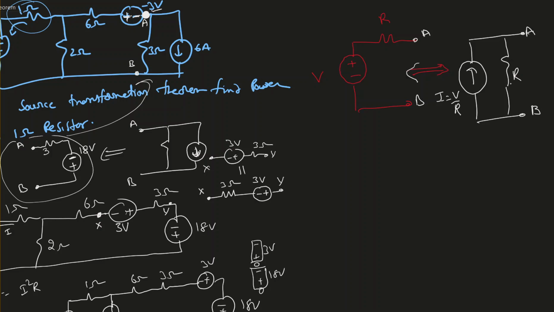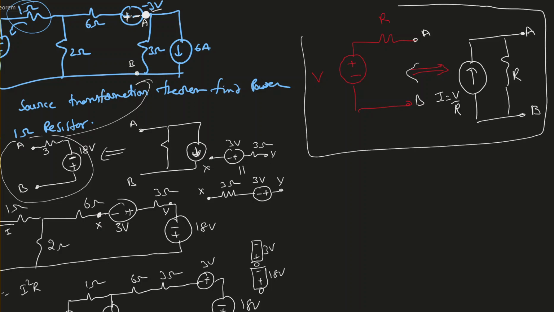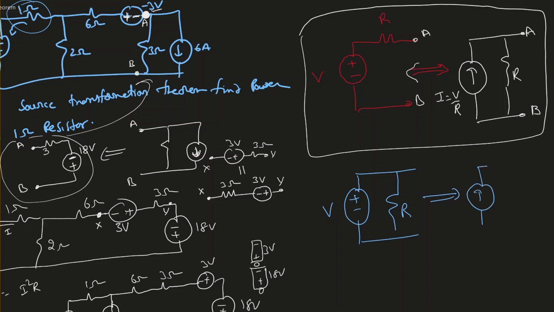If you have a current source in parallel with a resistor, then we can convert that into a voltage source in series with a resistor. Okay, so this is the basic knowledge you need for the source transformation theorem. In the past, in my old classes, I saw a few students doing this: if we have a voltage source in parallel with a resistor, converting that into a current source in series with a resistor. Okay, so this is not possible.